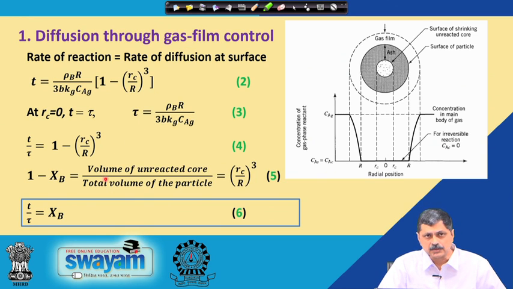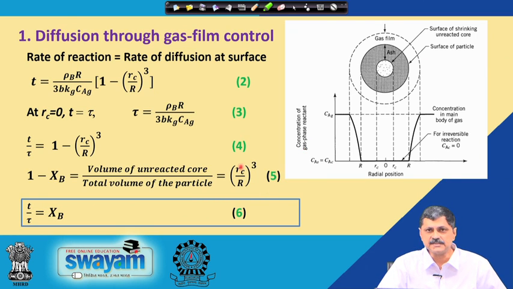And then the conversion of the solid reactant is defined as X_p; 1 minus X_p is the volume of the unreacted core to the total volume of the particle. And so, the relationship between the conversion and R_c is given by equation 5, which is 1 minus X_p is equal to R_c by R, capital R, that is the particle radius, whole cube.